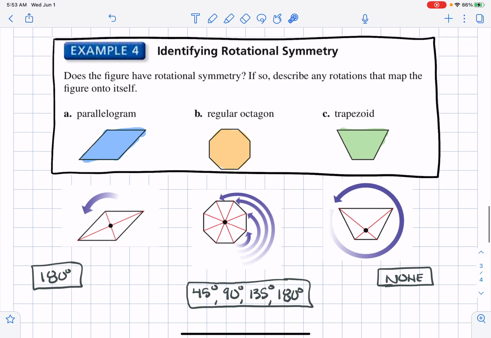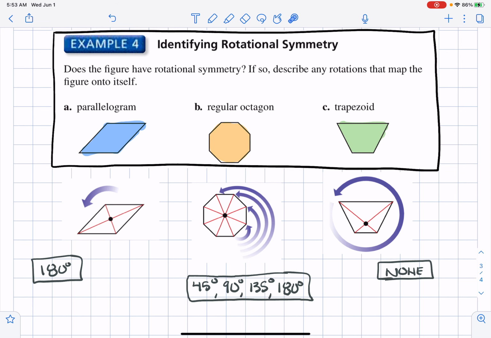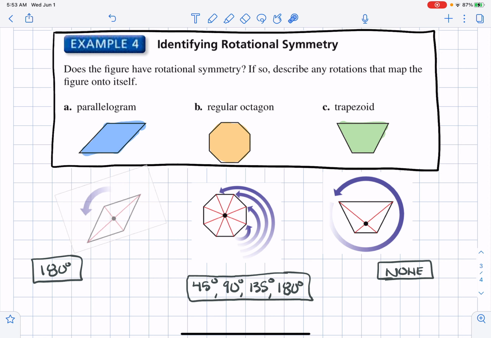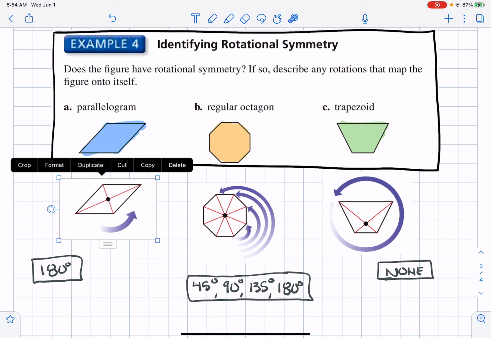So let's take a look at these ones down here as a quick example. I have 3 figures, A, B, and C: the parallelogram, the octagon, the trapezoid. It says, do these figures have rotational symmetry? If so, describe any rotations that map the figure onto itself. So for part A, I said it has 180 degree rotational symmetry, and here's why. If I take this and rotate this 180 degrees, can I map that back onto itself? Yes, I can. So 180 degrees is going to work for us.